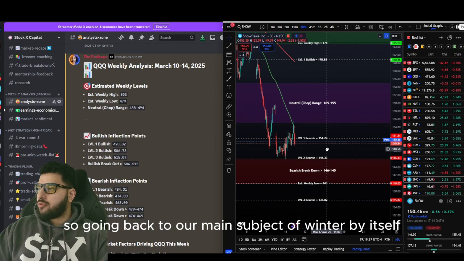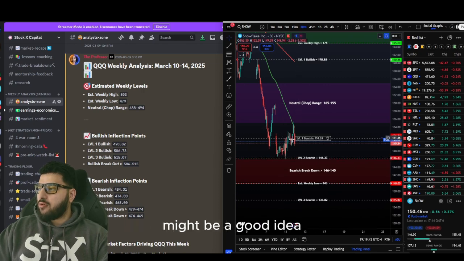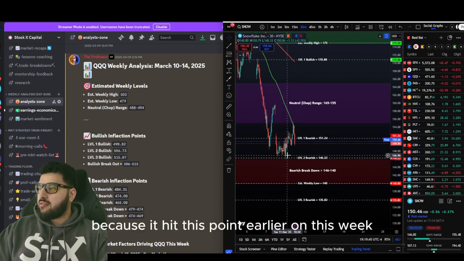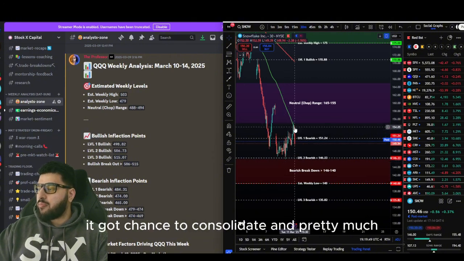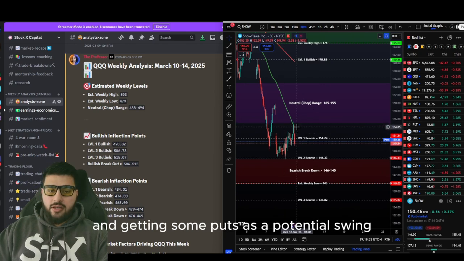So going back to our main subject of when to buy and sell, this here is an idea that buying puts on SNOW might be a good idea, because it hit this point earlier on this week. It got a chance to consolidate and pretty much pick higher. And this is an idea when you could buy and get some puts as a potential swing, because that's when the premiums are cheap.